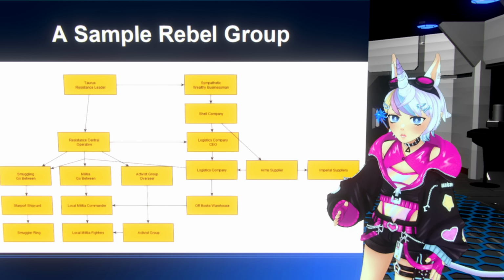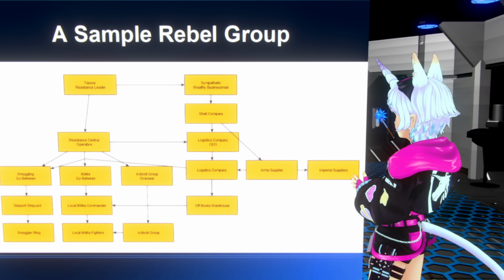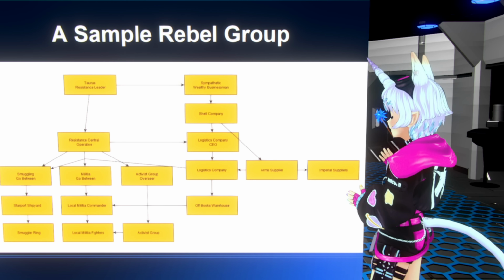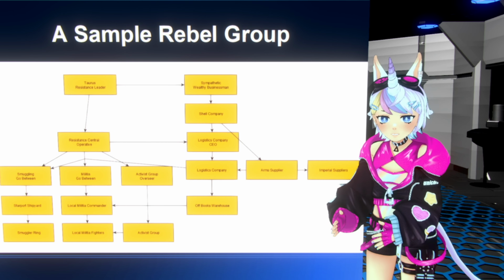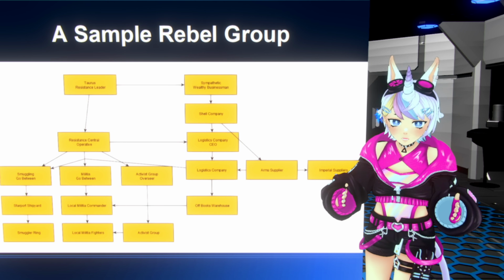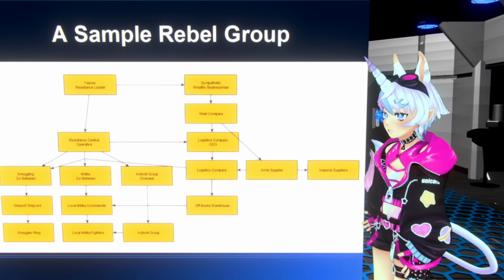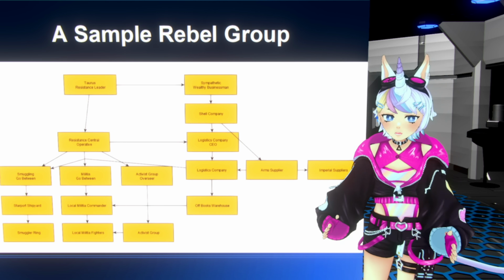So businesses will probably end up working through shell companies, and they're going to end up having a number of different companies which they're going to work through to obfuscate that little bit of loss of revenue which is going to the rebellion. You're also going to want to give them some genuine legal work. So for example here I've got an arms supplier who is genuinely supplying the rebellion, but also genuinely supplying the Empire too, because why wouldn't they?